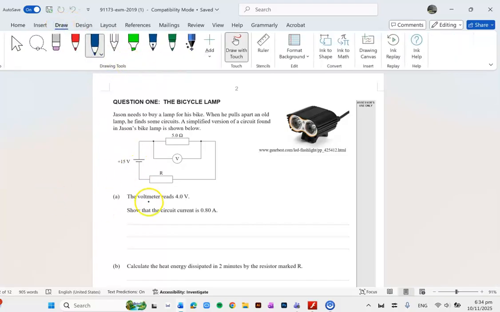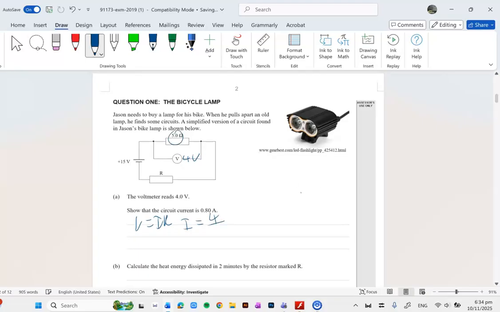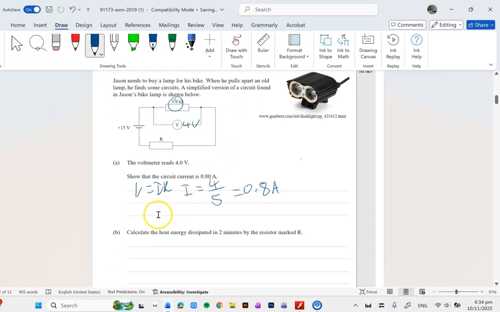4 volts, show that the circuit current is 0.8. If that's 4 volts, then V equals IR, so I equals 4 divided by 5, that's 0.8 amps. Alright, next.